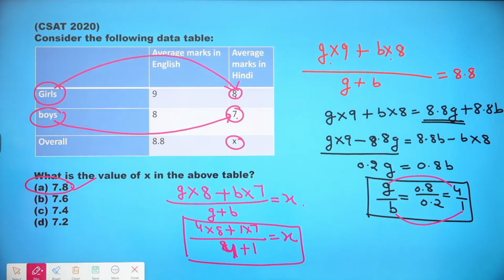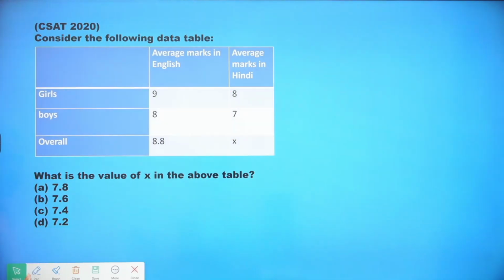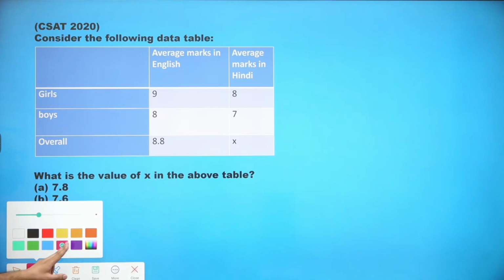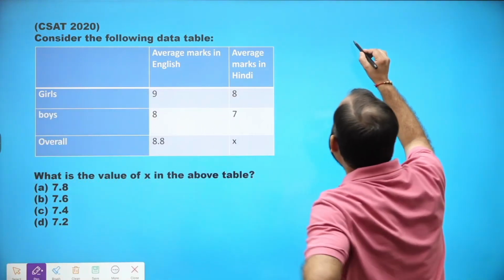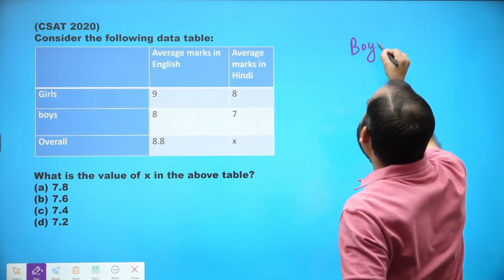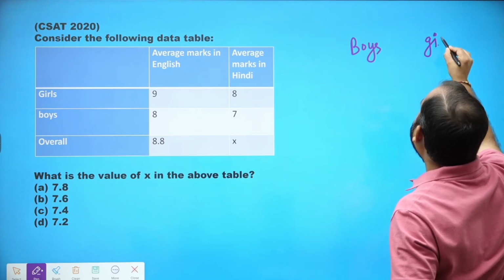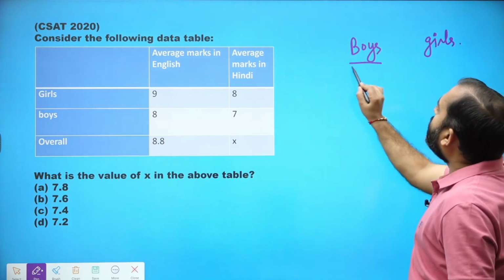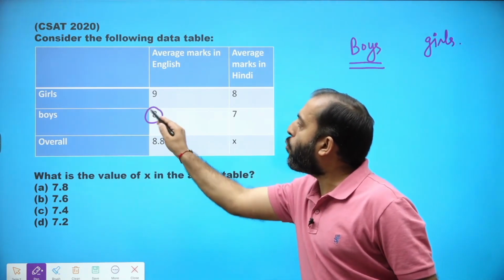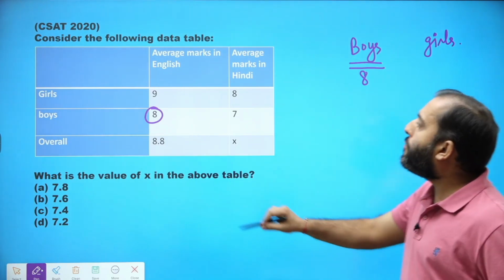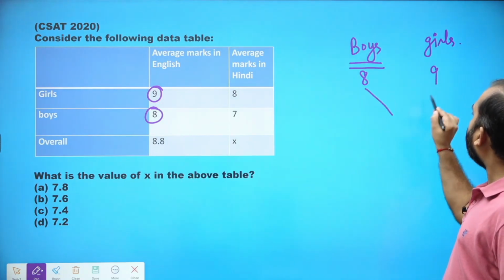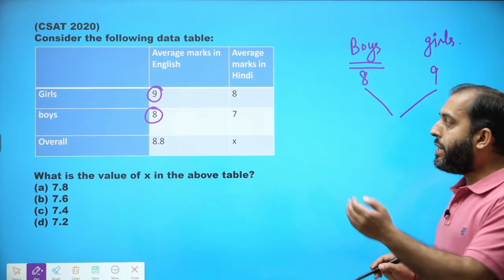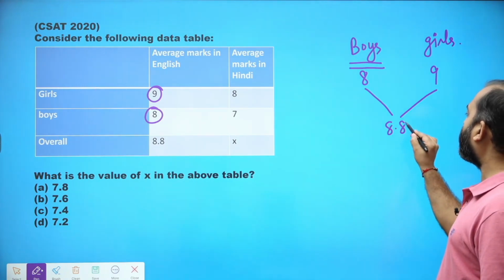Okay, now let's move on. See, I have told you this question can be solved through allegation also. So let's talk about boys and girls. The average of boys in English was 8. Average of girls in English was 9. And the overall average of girls and boys in English was 8.8.